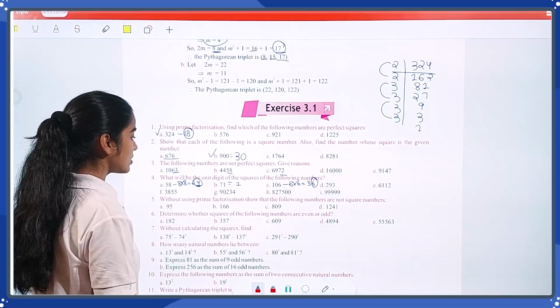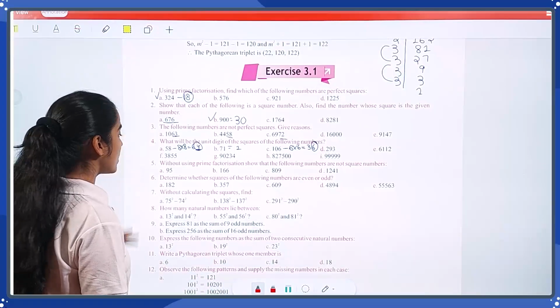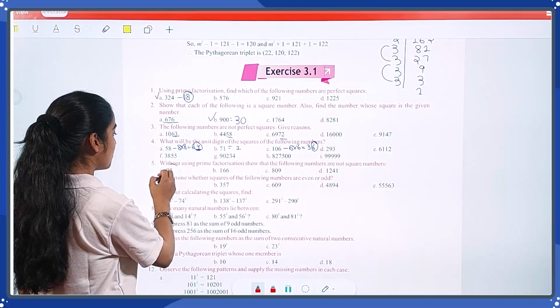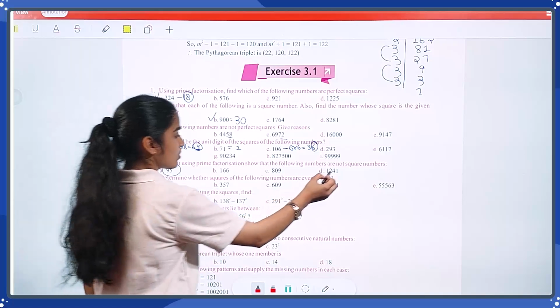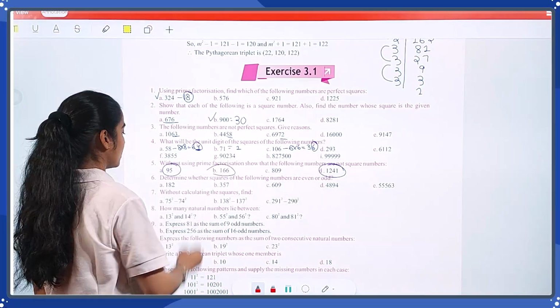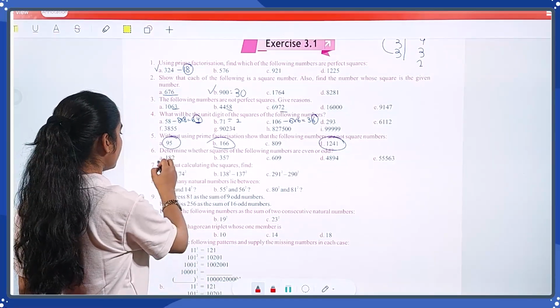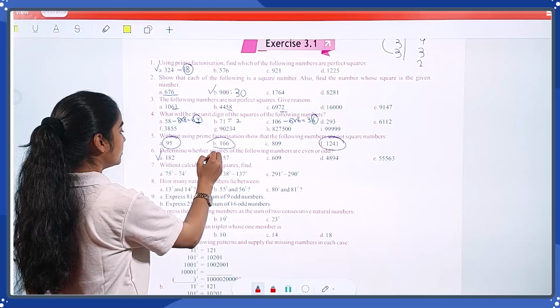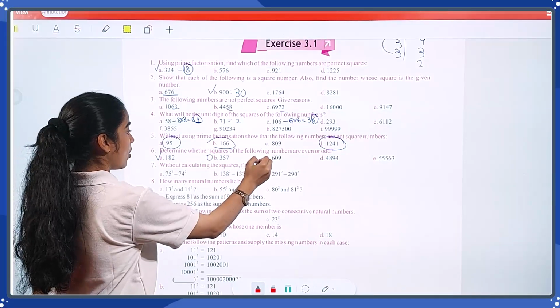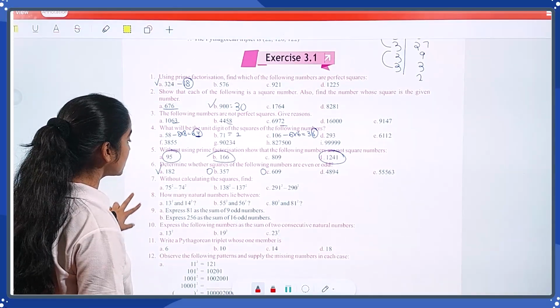Without using prime factorization, show that the following numbers are not square numbers. This is not a square number. This is not a square number and this is also not a square number. Determine whether squares of the following numbers are even or odd. Even because it is an even number, odd because it is an odd number. You can simply find out without calculating the squares.